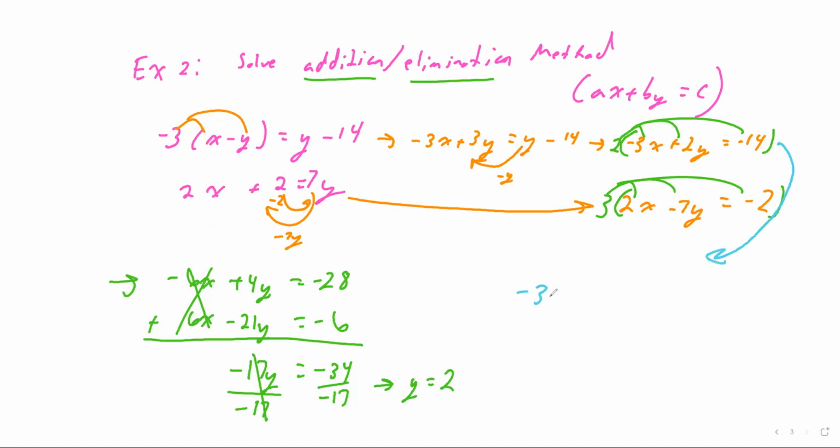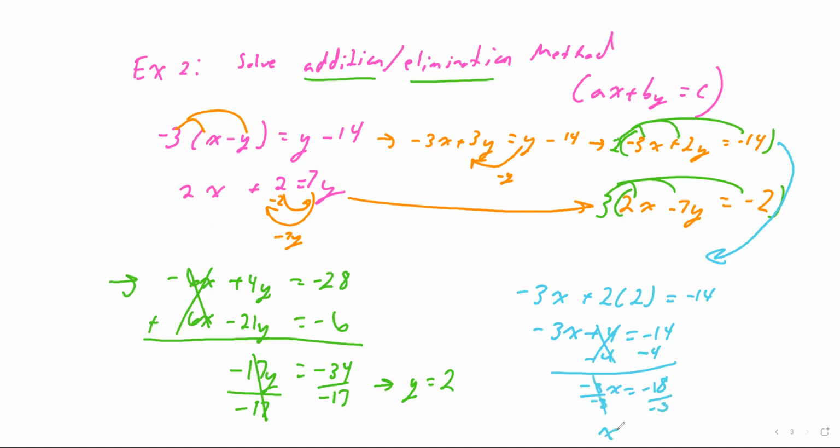So I'm going to go -3x plus 2 times 2 equals -14. So this gives me -3x plus 4 equals -14. Subtract the 4. -18 divided by -3. x equals 6. So our final answer here, we'll write as a coordinate. So it'd be (6, 2). All right, let's do another one.